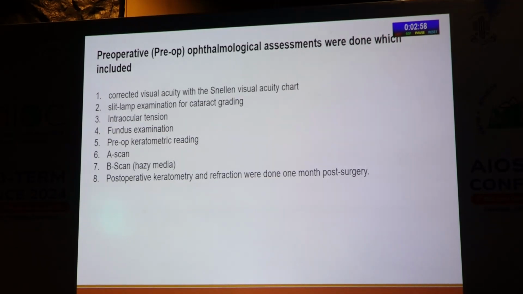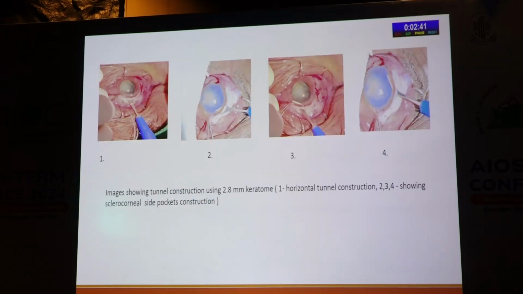Pre-operative assessments were done, which included visual acuity, Snellen's visual acuity chart, slit lamp examination for cataract grading, intraocular tension, fundus examination, pre-op keratometric reading, A scan, B scan in hazy media, and post-operative keratometry and refraction were done 1 month post-surgery. These are the images showing tunnel construction using 2.8 mm keratome.